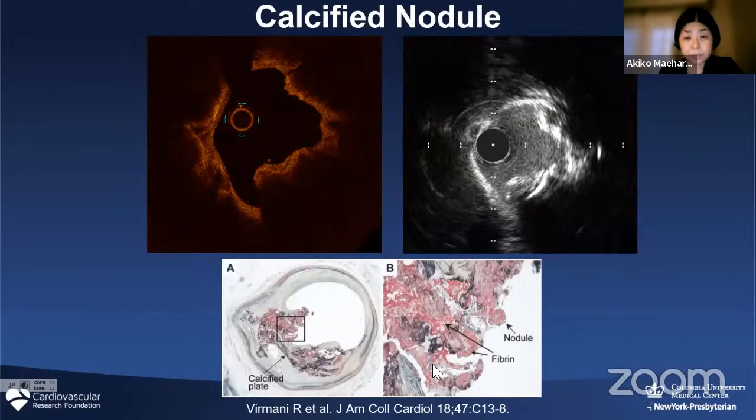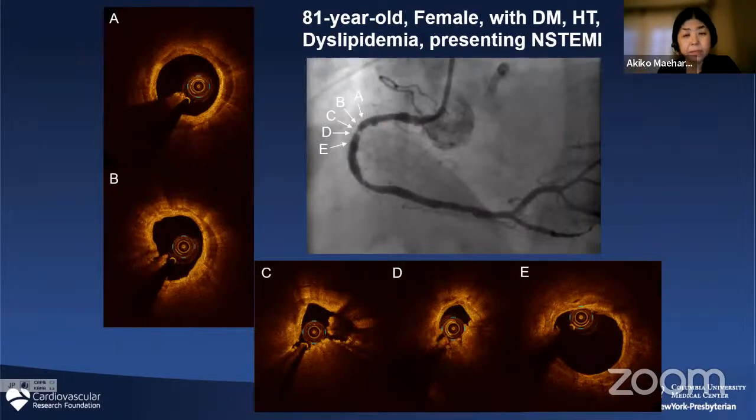The calcified nodule was defined as an accumulation of small calcium fragments accompanied with fibrin. This is how it looks in pathology. And because of the fibrin together, we see very strong attenuation by OCT and IVUS. And this is a very typical picture of the calcified nodule.